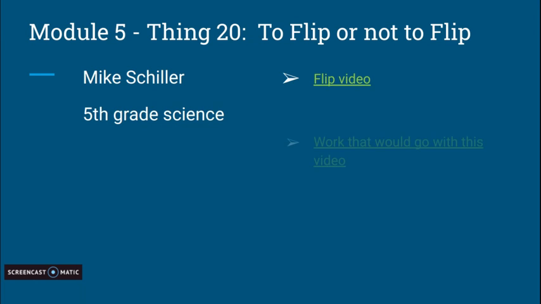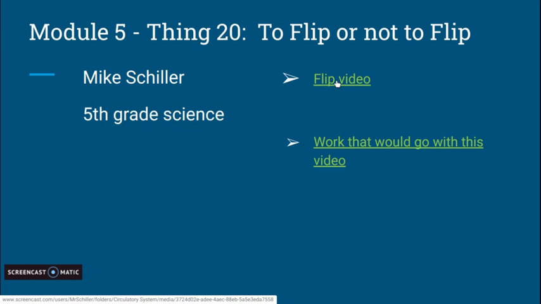So here I have a couple of links, and this is also in Canvas for you. But here's the flip video, an example of one of the videos that he would do. I think, if I remember right, it's a circulatory system. And then this is the worksheet that would have gone with that video. So he would send this home with the kids and the video, and they would complete that at home.